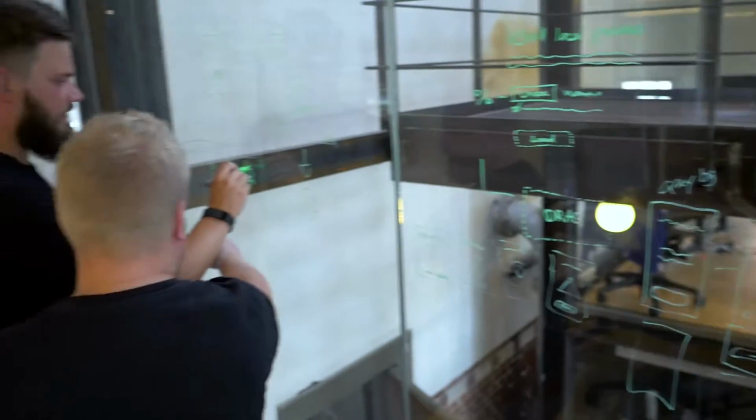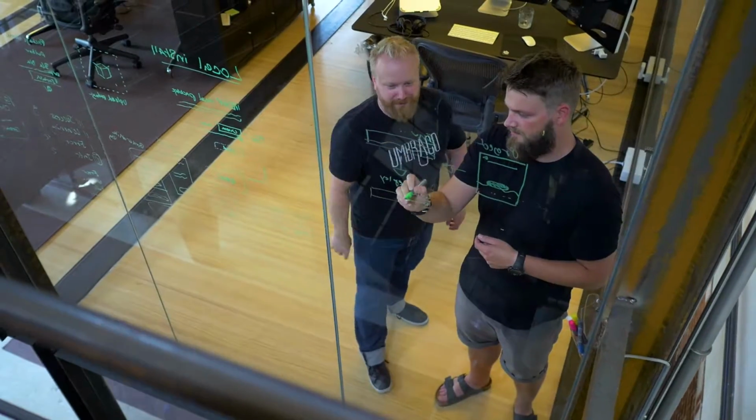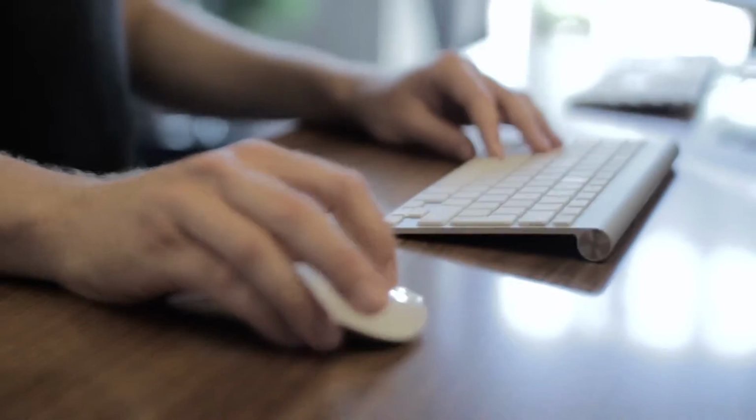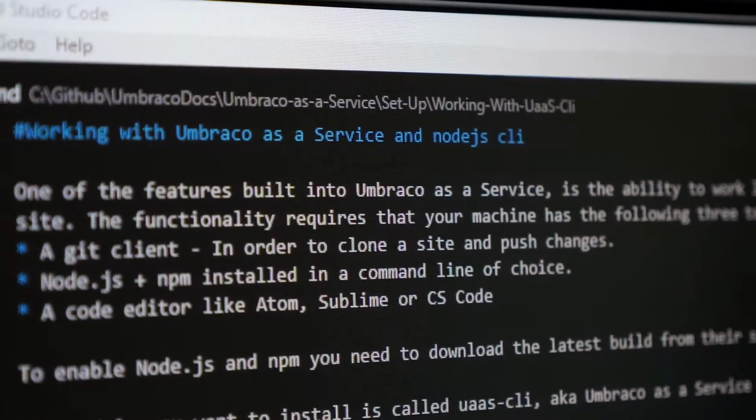So in moving Umbraco to Azure around this software as a service offering, we didn't actually need to rewrite anything. We could use it as it was. There were no changes to the data layer. There were no changes to the schema. It was just lift and shift.